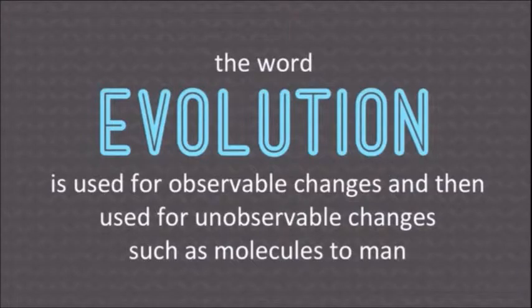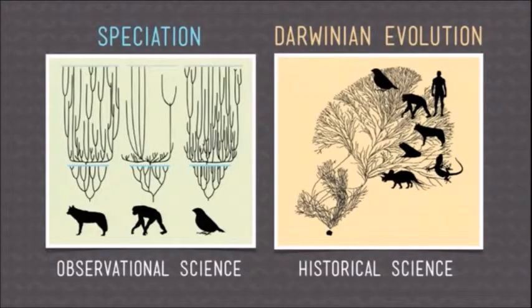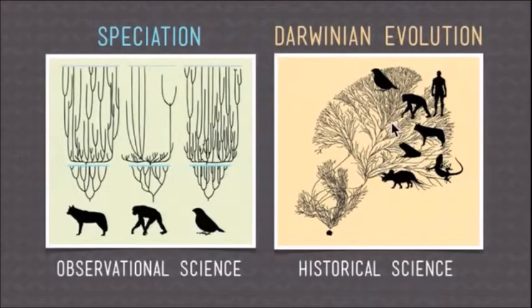It's used for observable changes that we would agree with, and then used for unobservable changes, such as molecules to man. Let me explain to you what's really going on, because I was a science teacher in the public schools, and I know what the students were taught, and I check the public school textbooks anyway to know what they're taught. See, students are taught today, look, there's all these different animals, plants, but they're all part of this great big tree of life that goes back to some primordial form. And look, we see changes in finches, changes in dogs, and so on.